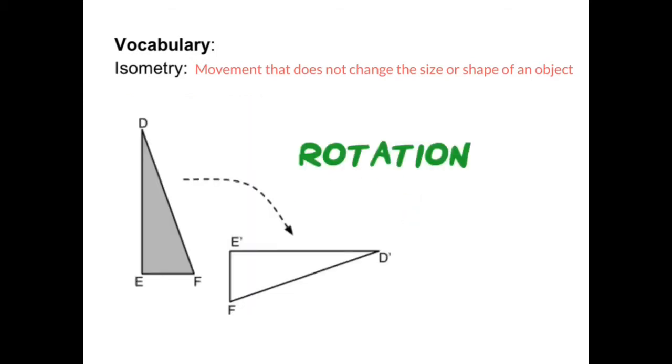The final type of isometry that we're going to be dealing with in this lesson is rotation. With rotation, there's some sort of arrow indicating which way it has turned, and there should be a point of rotation. There's a line between the point and E that would rotate it onto the point E prime. Just imagine that the original image, in this case triangle DEF, is rotating around this point to get the D prime, E prime, F prime triangle.